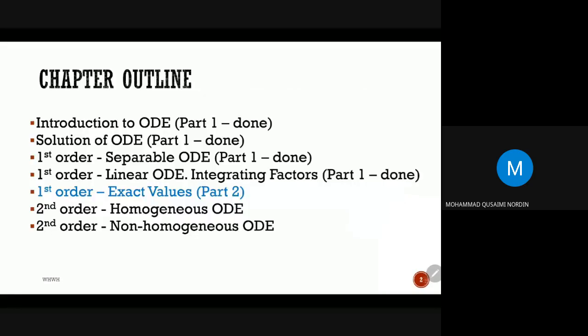So in these notes, this is chapter 1, part 2. This note, chapter 1, part 2, is considered the third method on how to solve first order ODE. Usually we use the exact method, or exact equation, when we are unable to solve the first order ODE using the first method, separable ODE, or using the integrating factor method. Then we come to the third option, exact equation.